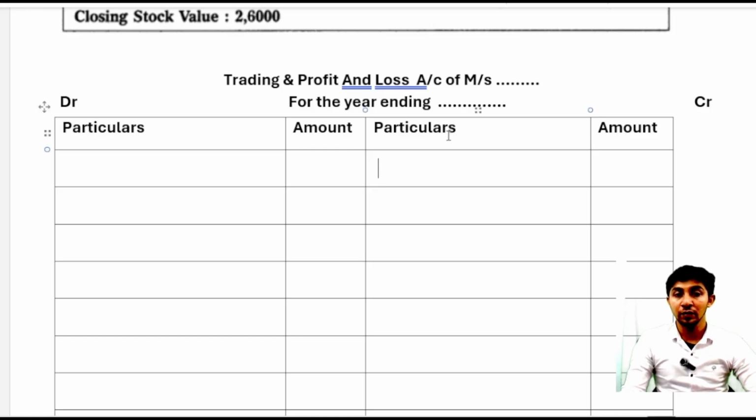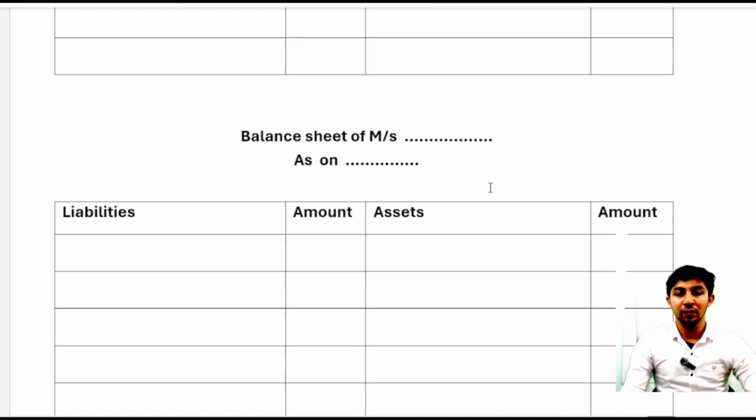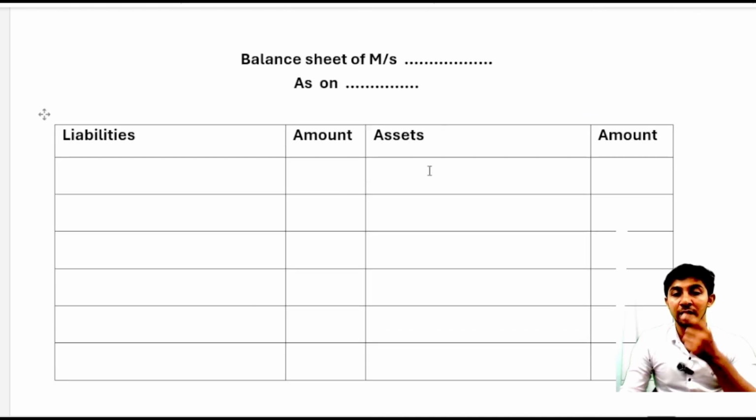If you're making an account, then it is mandatory to write DR and CR on both sides. After this, let us draw the format of balance sheet. Always remember, balance sheet is a statement, so we don't need to write DR and CR for a statement. It is mandatory only for an account. The balance sheet is not an account, so we don't need to draw DR, CR. The heading of the balance sheet will be balance sheet of Mrs. Dash as on Dash, because the name of the business and date are missing in the question.